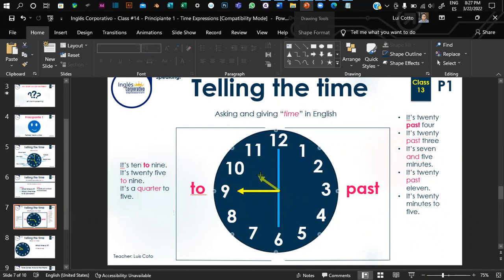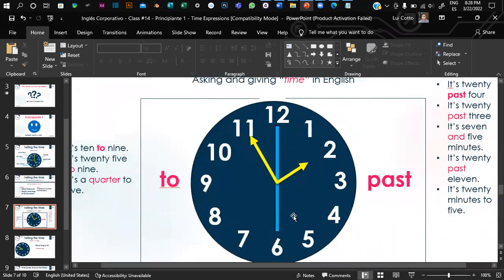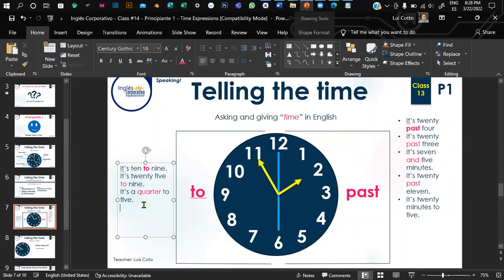The last one. Let's see. The last time. Make the question. What is the question? Question for the time. What is it? What time is it? Tell me. What time do you see? What time do you see? It's 5 to 2.